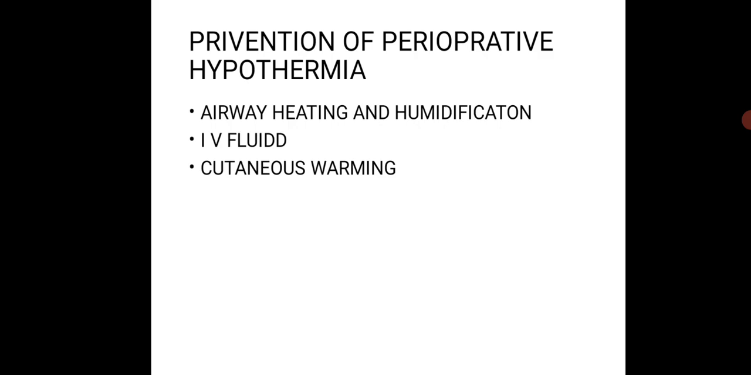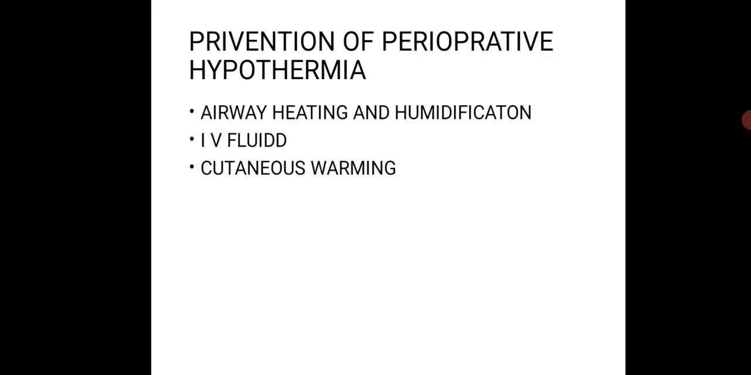Now we will see prevention of perioperative hypothermia. Number 1, airway heating and humidification. The simple thermodynamics calculation indicates that less than 10% of metabolic heat production is lost via the respiratory tract. Therefore, airway heating and humidification decreases chances of hypothermia.